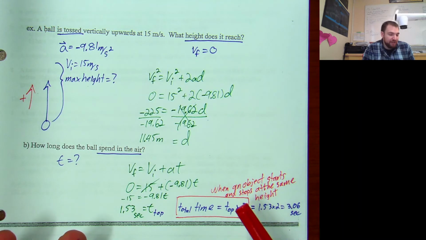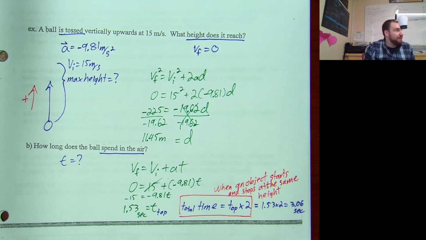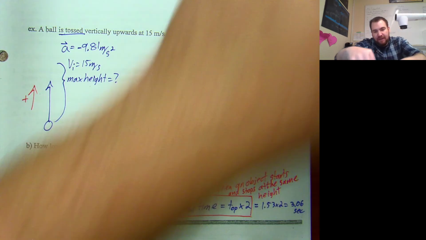So if I'm just standing on the ground, I throw the ball up, it's going to take the same amount of time to go up as it did to come back down. If I'm standing on top of the school and I throw the ball up and it goes over the edge, it's going to continue to fall. So in that case, total time is not going to be time to the top times 2, because you're going to have to add all of that extra time to get back down to the ground. This is only true when an object starts and stops at the same height. We cool with that? Okay, flip the page, let's do a couple more, and then I will release you to work on some of this stuff yourself.